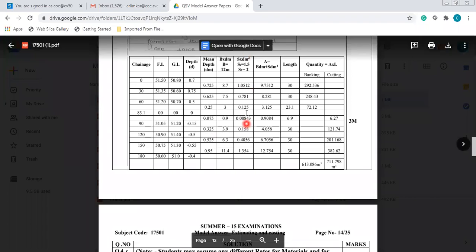Just put the values. Then the next column will be the summation of the area of the rectangular portion plus the area of the side triangular portions, that is B Dm plus S Dm square. You can take the summation. Then length is our next parameter.